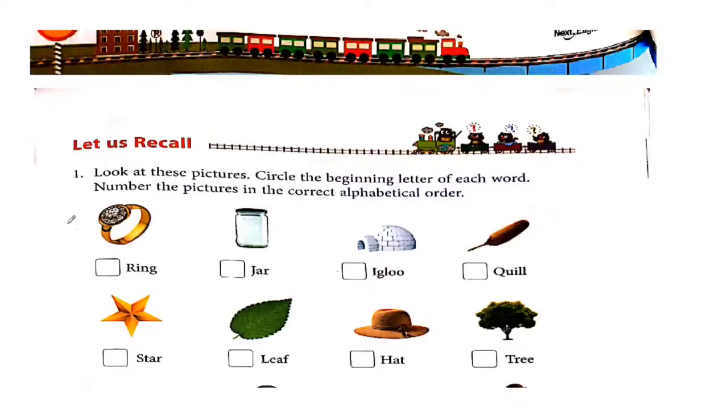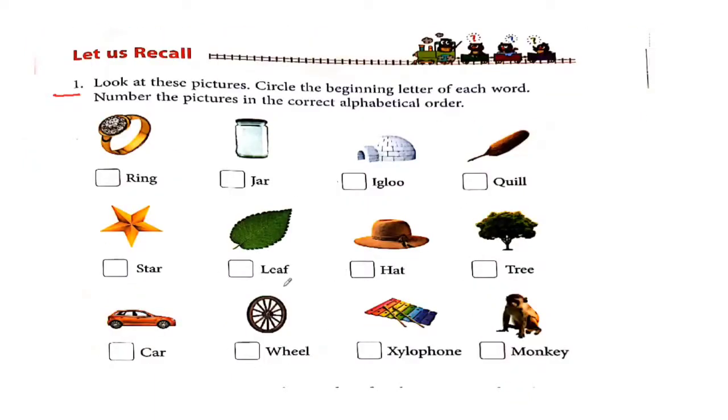Now look at the pictures. You have the question given below. Look at these pictures. Circle the beginning letter of each word. Number the correct alphabetical order. So what you have to do is look at these pictures, circle the capital letters, and after circling, write 1, 2, 3, 4 to decide the alphabetical order of these words. Okay.